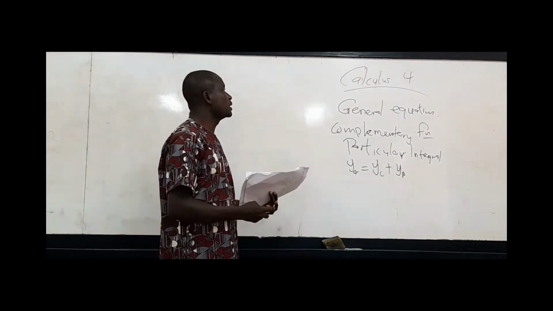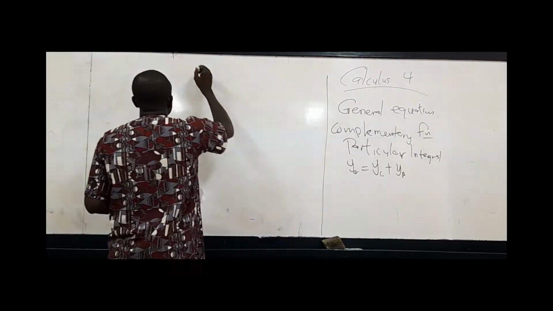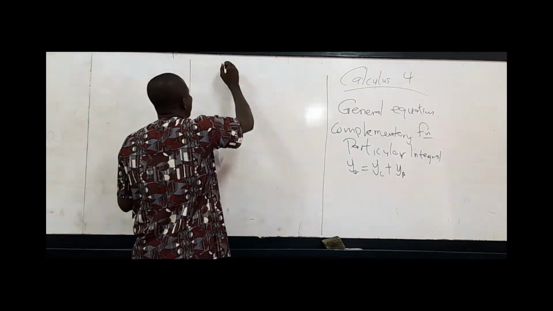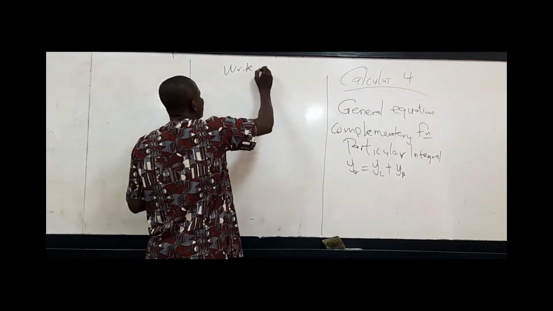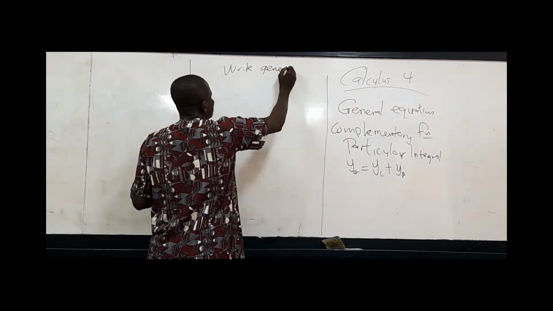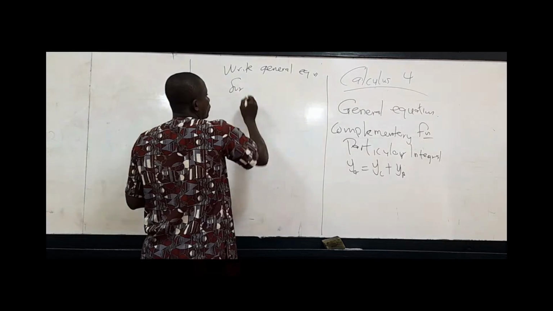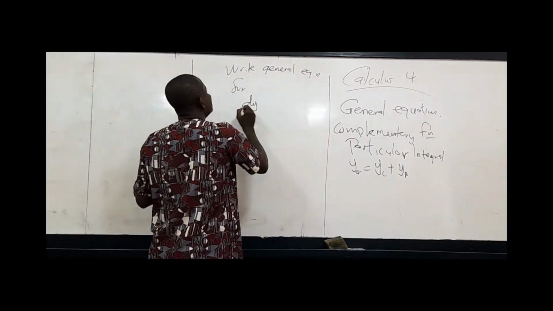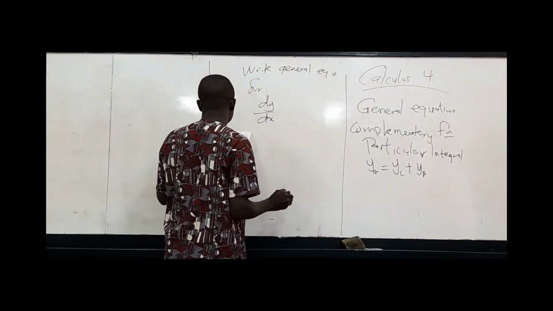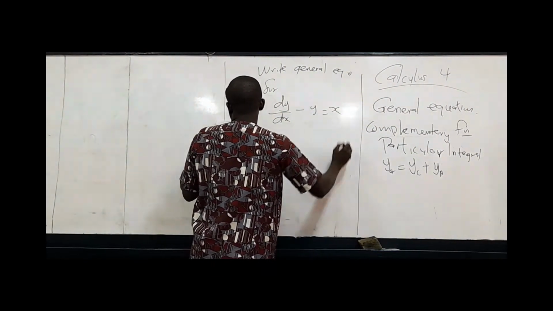So the question is, we have to find the general equation for, for example, dy/dx - y = x.